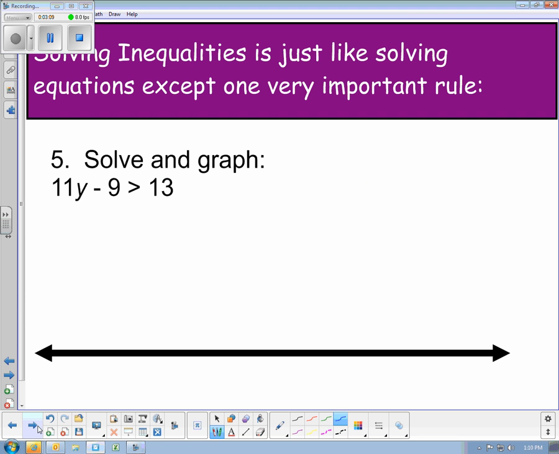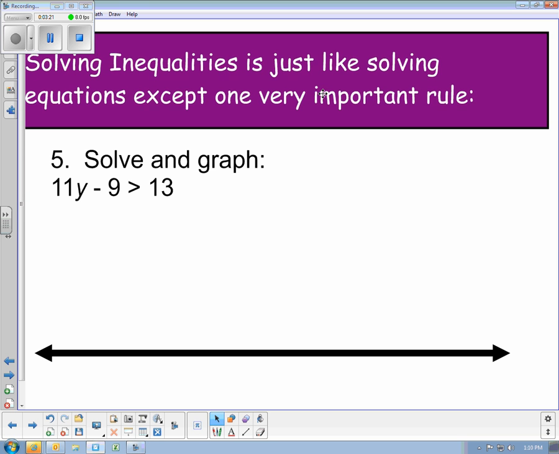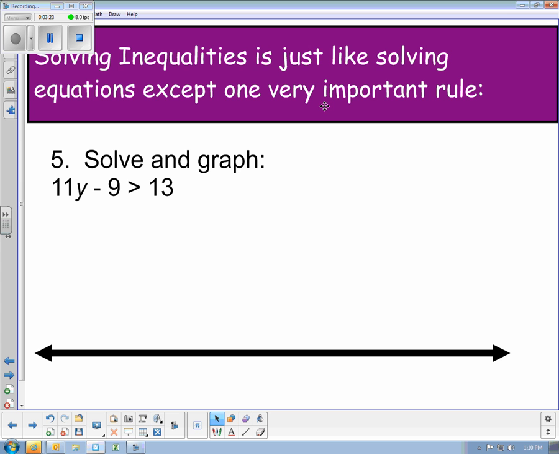All right, so solving inequalities is just like solving an equation except for one very important rule. When we think about solving inequalities, we need to make sure that we graph the inequality and choose the correct sort of shading options. So let's take a look at number 5 and just start there.